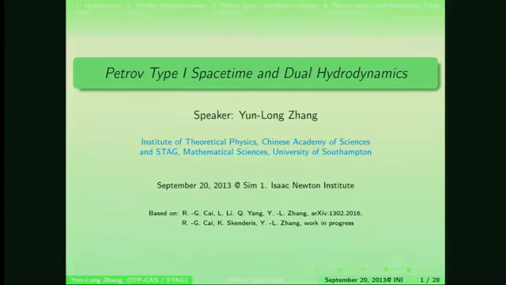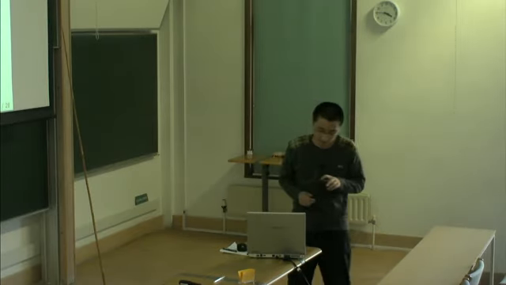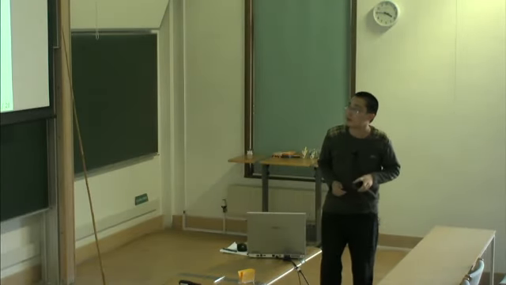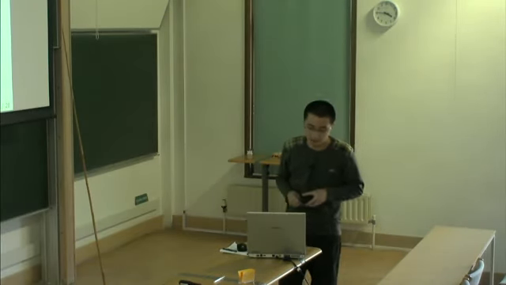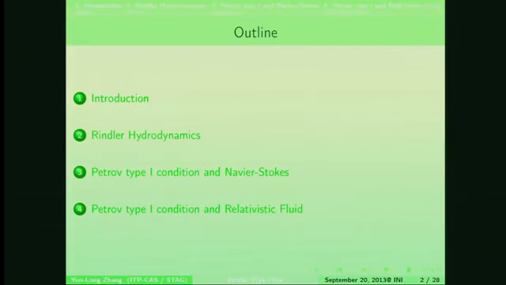Okay, thanks to the organizers for giving me this opportunity to introduce our recent work on the Petrov type 1 spacetime and hydrodynamics. This is my outline, and actually in this work we focus on the Rindler hydrodynamics. It is a fluid due to Rindler spacetime, and from the Petrov type 1 condition we can deduce both the Navier-Stokes equations and the relativistic fluid.